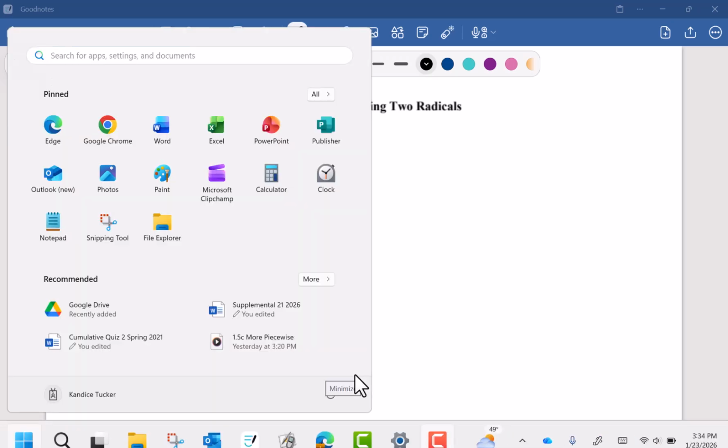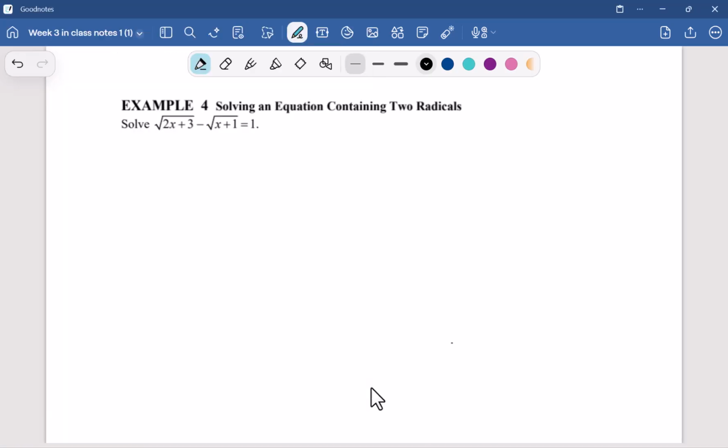Oh. Huh. I can minimize it. Okay, so I did not know that. So I'm going to minimize it. Well, that's awesome. It's still recording.